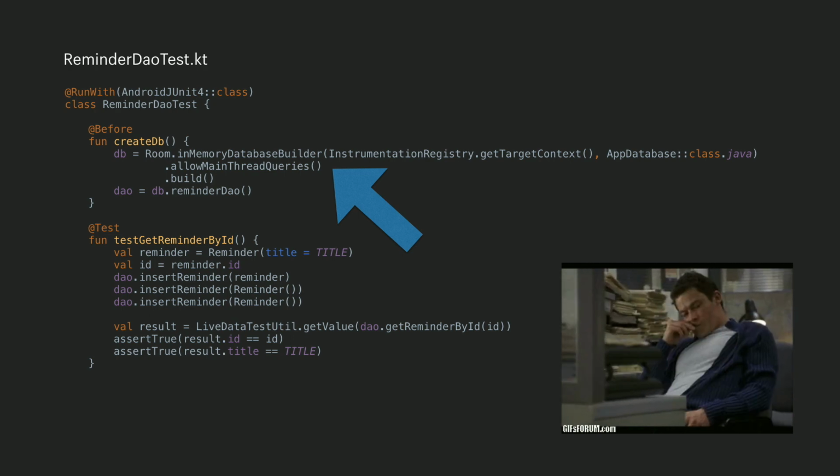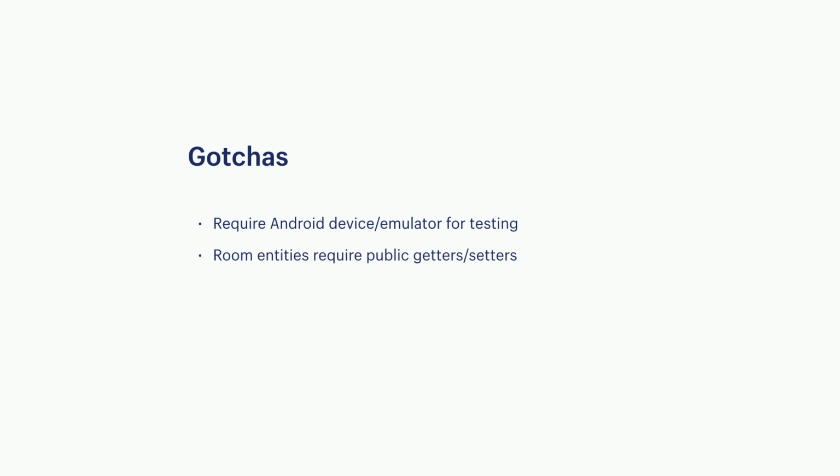So, pros for Room: no more SQLite APIs, which I feel I don't need to expand on any further, really easy testing, and a really nice auto-updating feature with LiveData and RxJava. Some things to be aware of: you require a device or emulator for testing. The entities do need a public getter or setter, as far as I know. And you do have to handle the threading yourself, unless, as I say, you're subscribing to a LiveData object.